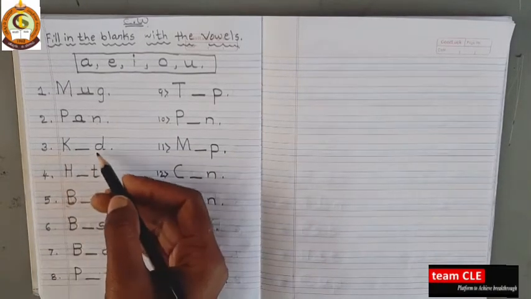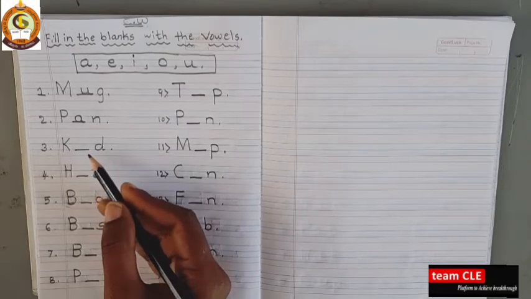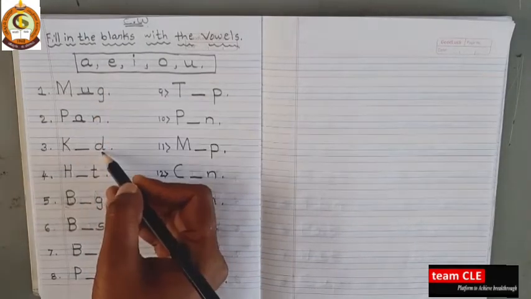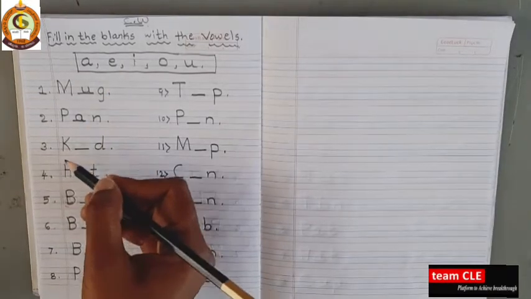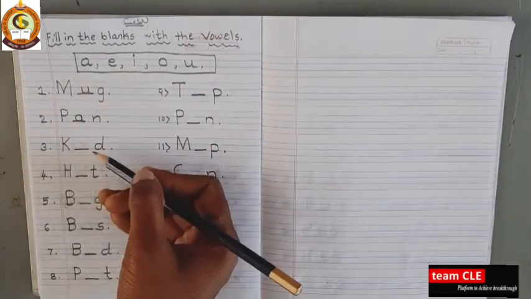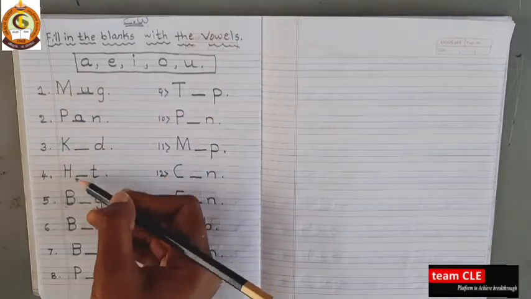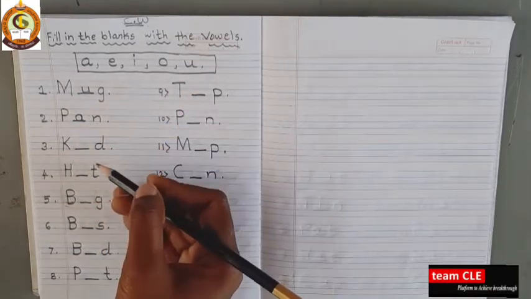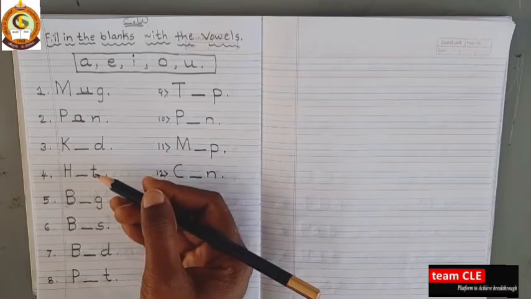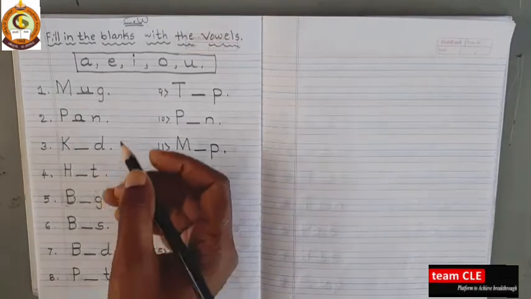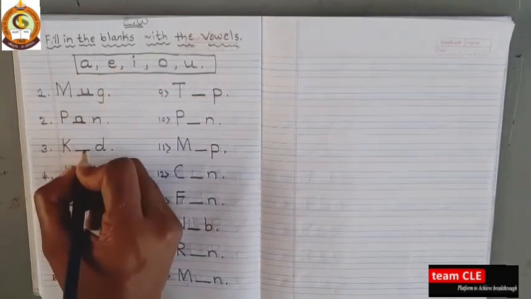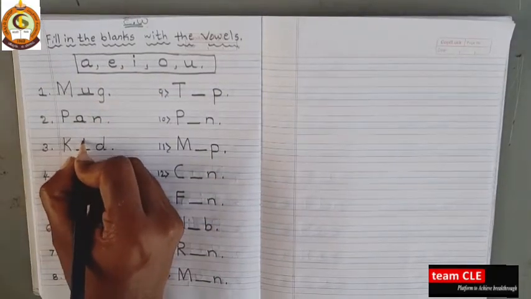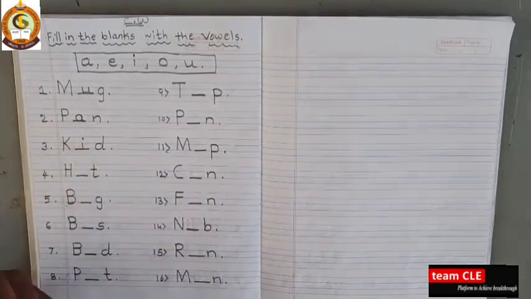Okay, next, K dash D. K-A-D, K-E-D, K-I-D, kid. K-O-D, K-U-D. Which is the correct answer? Which vowel will come? I. K-I-D, kid.